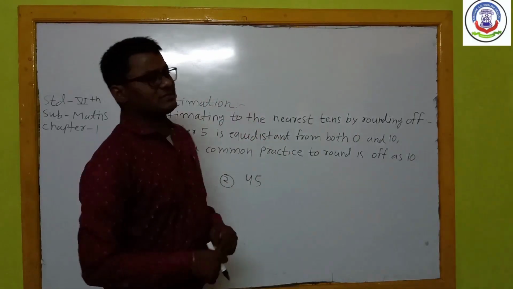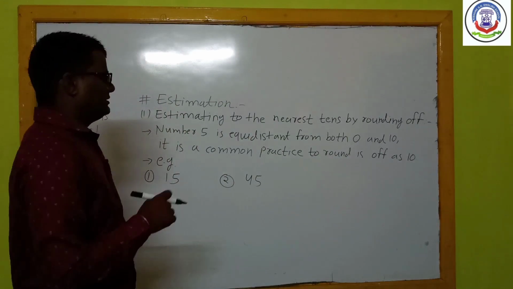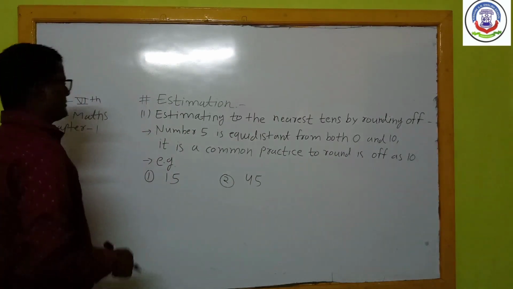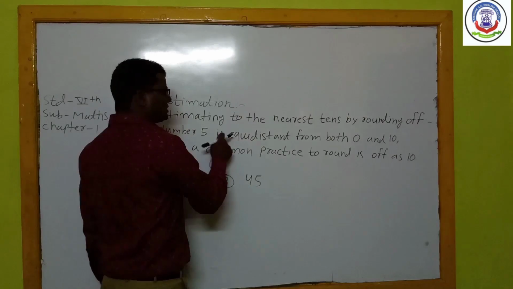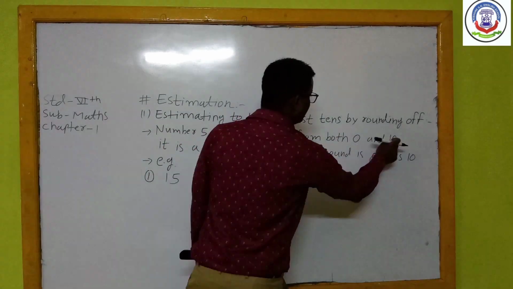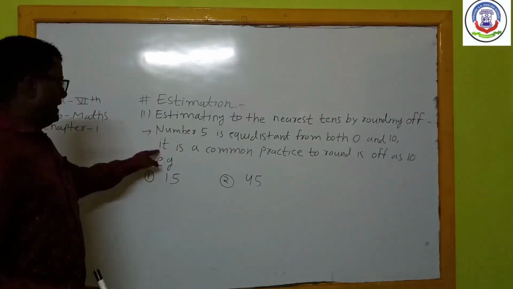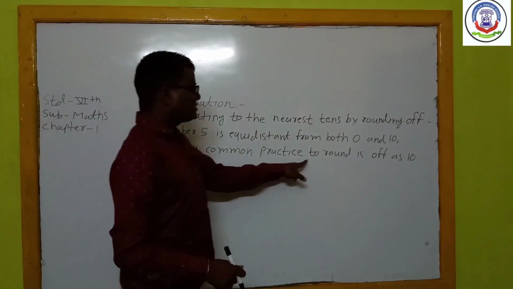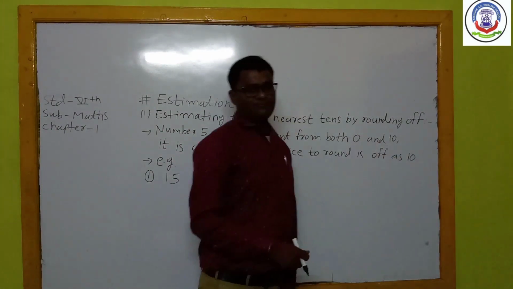Students, now we'll see the third point. That is, we have to remember number 5 is equidistant from both 0 and 10. It is a common practice to round it off as 10.